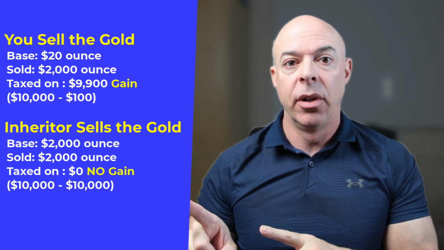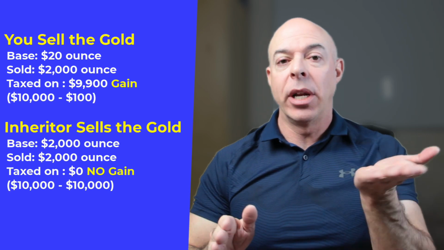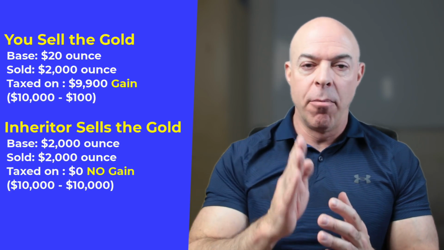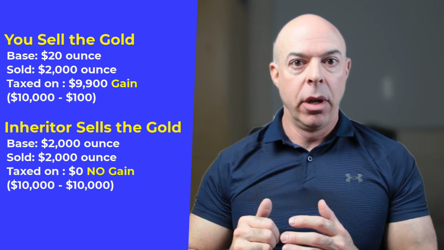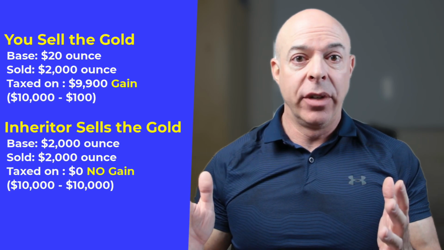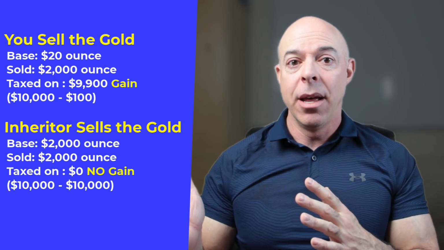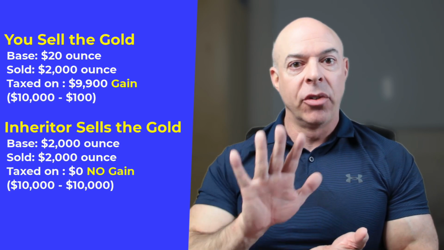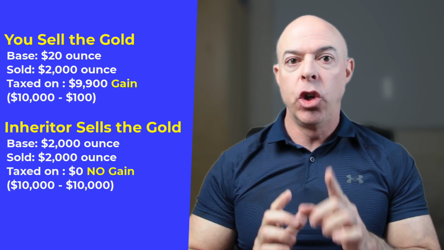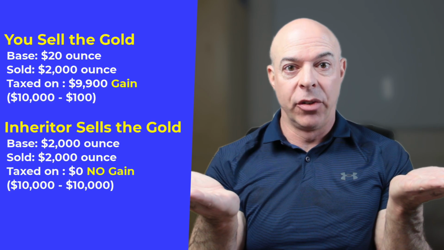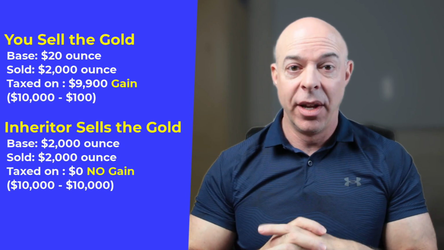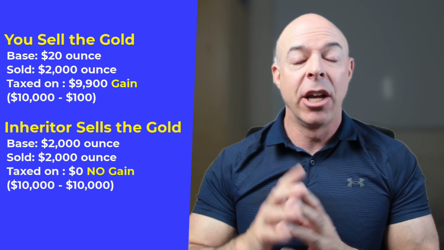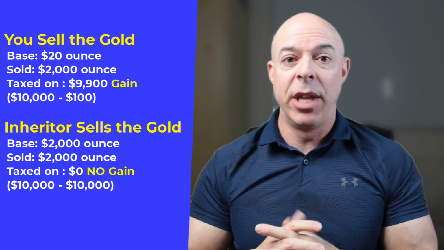But in inheritance, their value doesn't start at $100. It starts at the value of the gold when they received it, the fair market value when they receive the gold. So if you pass along that gold, it's worth $10,000. They don't pay taxes until they sell it. But what's the value of the gold to them? The fair market value of when they got it, which is $2,000 an ounce, 5 ounces, $10,000. So your difference was $100 to $10,000, $9,900 taxed. Their difference is zero. They turn around and sell it for $10,000. They've made no gain because their basis was the fair market value when they received it.